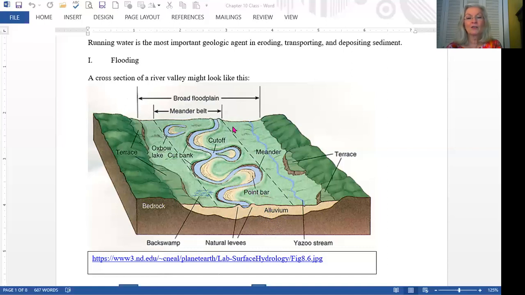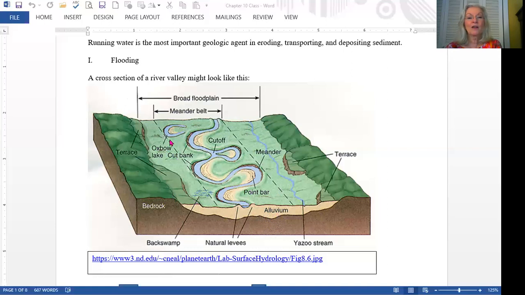You'll find a lot of farms that'll pop up on these flat floodplain areas because it's convenient. You have a ready water supply. The area is flat, so it's easy to plow. The soil is loose, and it's usually very rich.